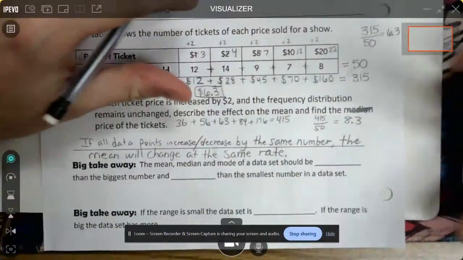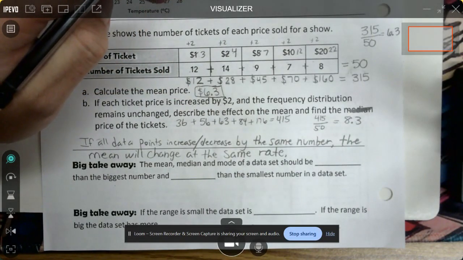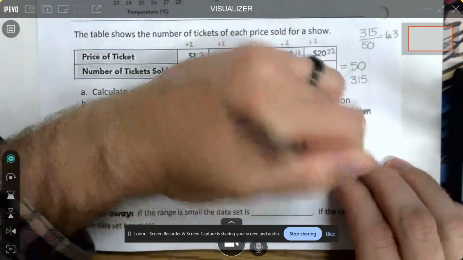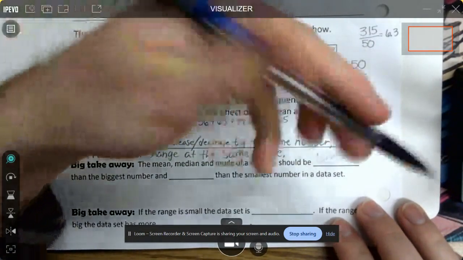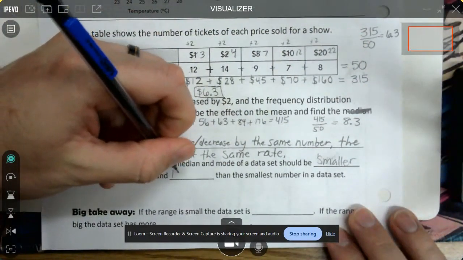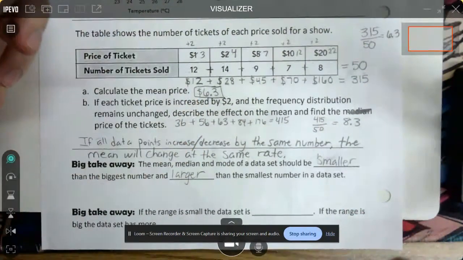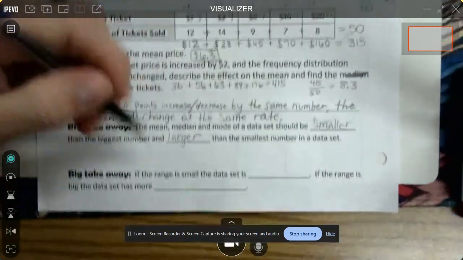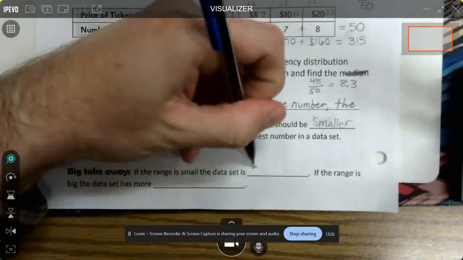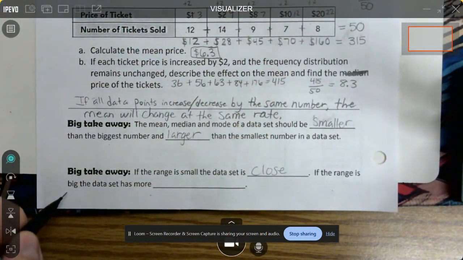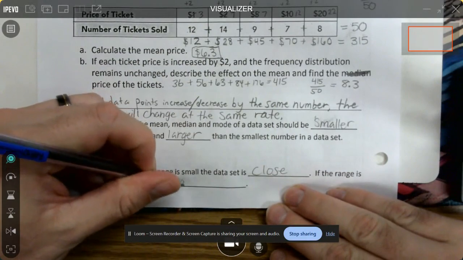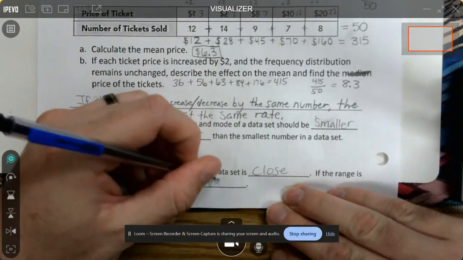Let's review what we just learned about. So the mean, median, and mode of a data set should be smaller than the largest number in the data set and larger than the smallest number in the data set because it's a measure of center. Okay. If the range is small, the data set is close. If the range is large, then the data set has more spread or variability.